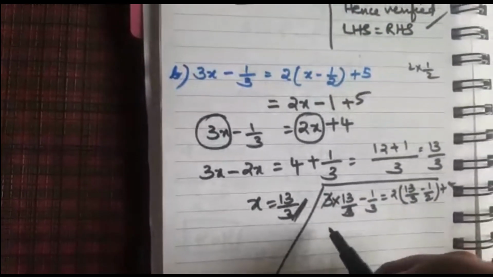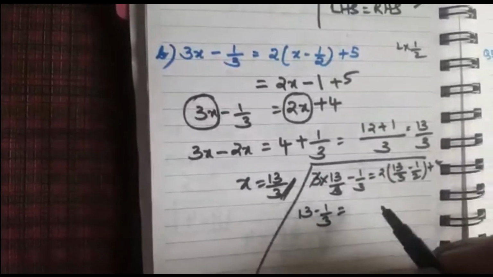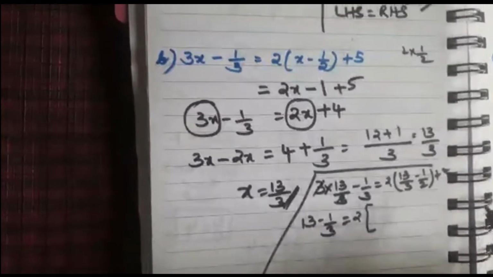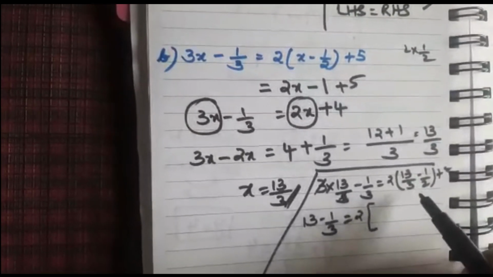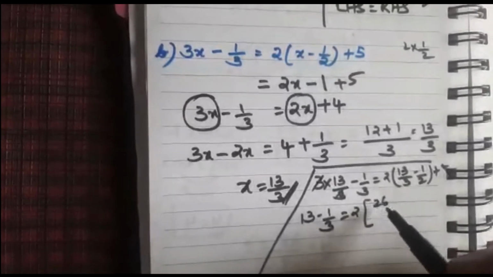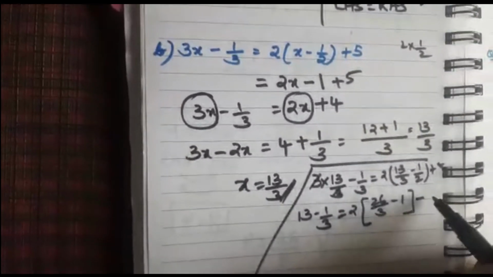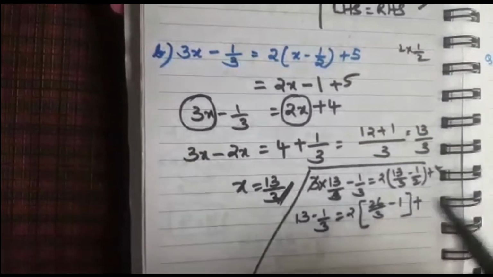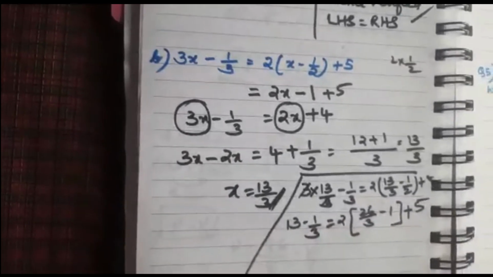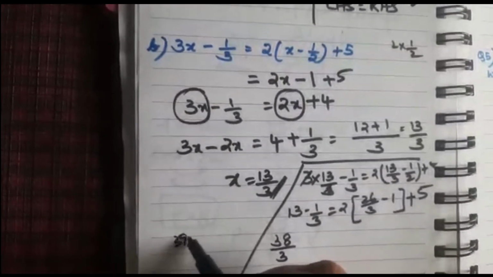13 minus 1 by 3 equals 2 into, how much will you get here? 13 by 3 minus this one, you will cancel it. So it is 26 by 3 minus 1 plus, what is it? You got it as plus 5. Isn't it? So here it is 38 by 3, that is 39 minus 1 by 3.